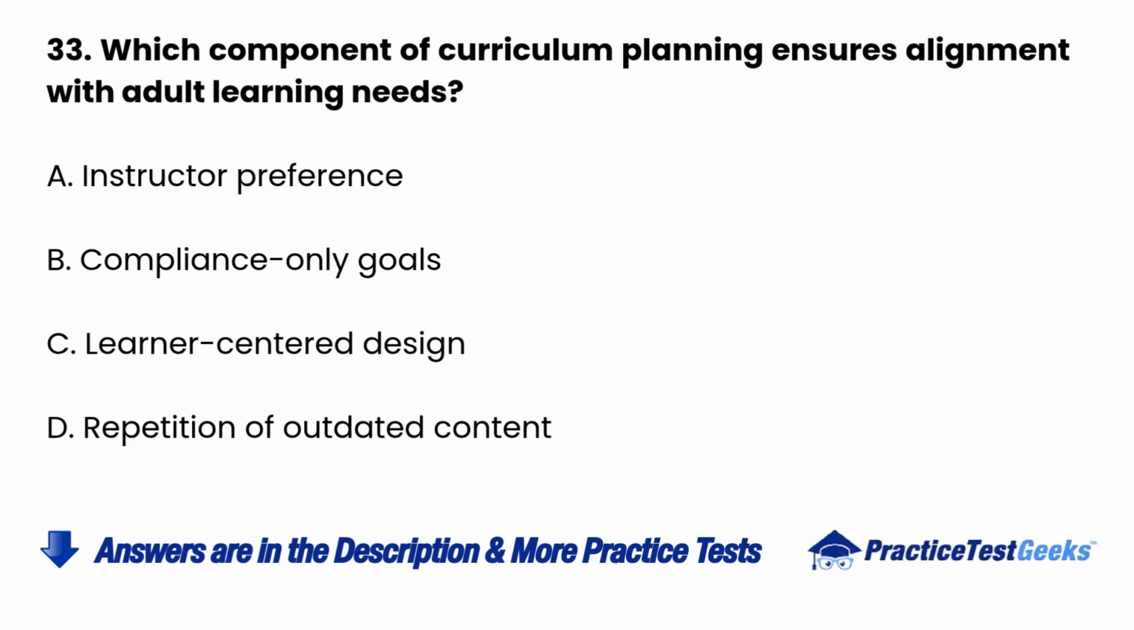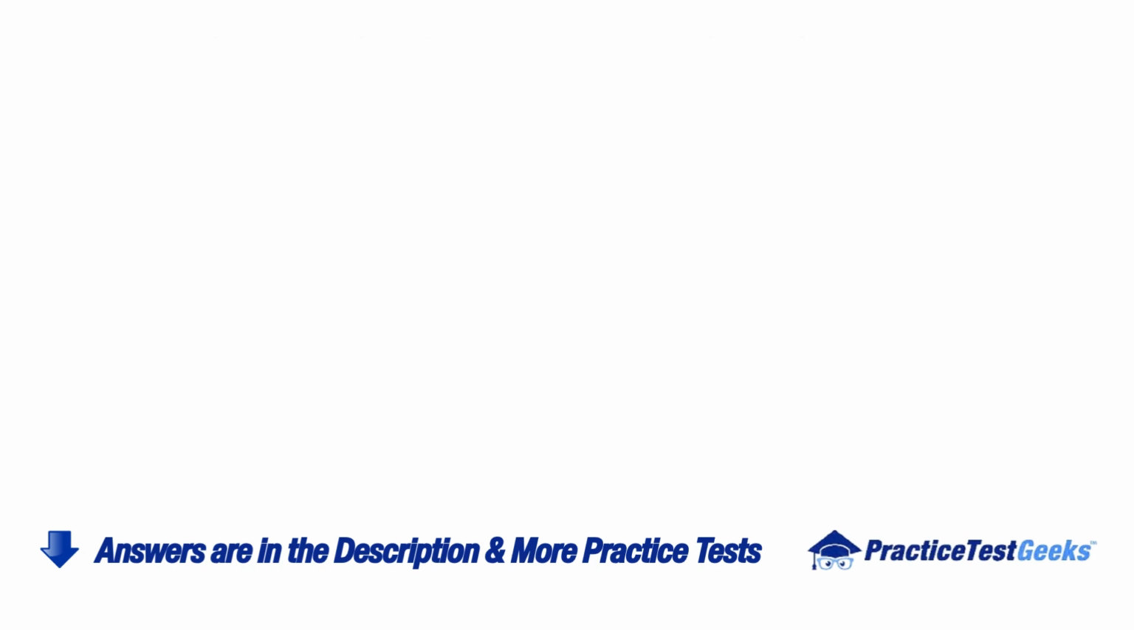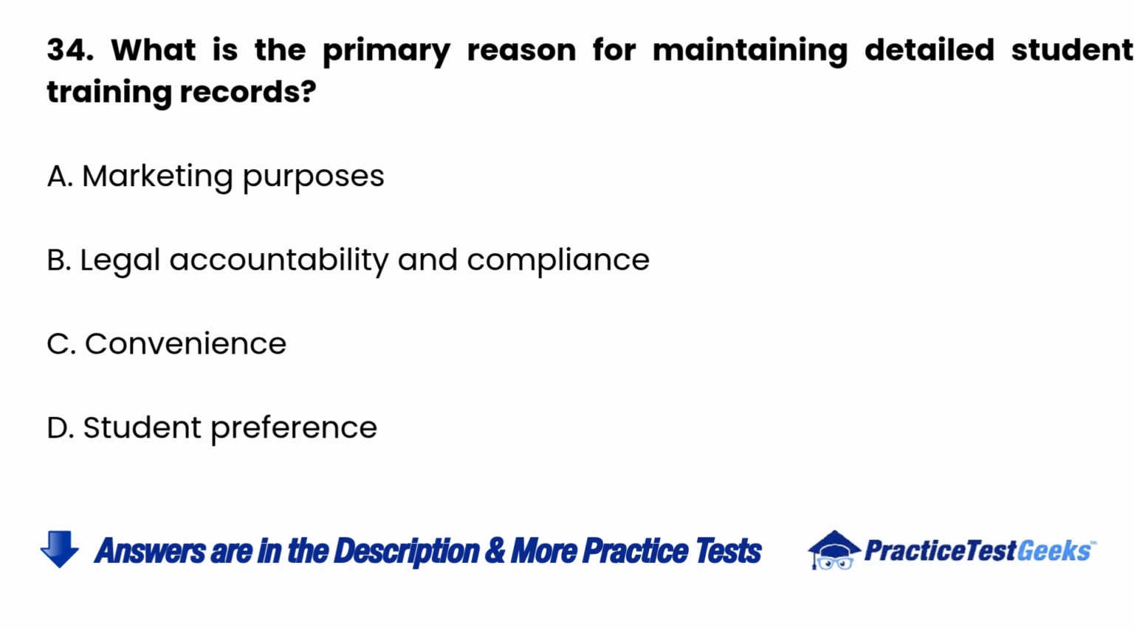33. Which component of curriculum planning ensures alignment with adult learning needs? A. Instructor preference. B. Compliance-only goals. C. Learner-centered design. D. Repetition of outdated content. 34. What is the primary reason for maintaining detailed student training records? A. Marketing purposes. B. Legal accountability and compliance. C. Convenience. D. Student preference.